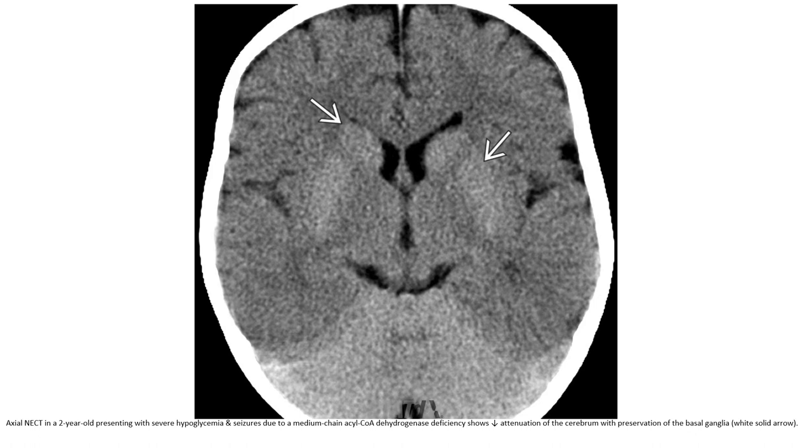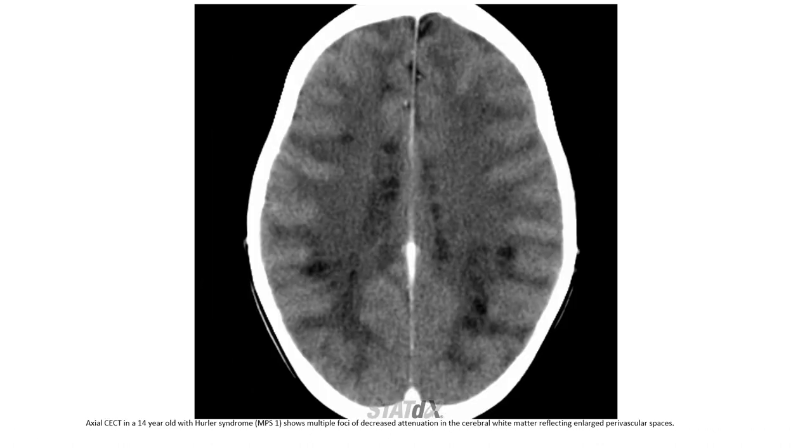Non-contrast enhanced CT in a 2-year-old presenting with severe hypoglycemia and seizure due to medium chain acyl-CoA dehydrogenase deficiency: decreased attenuation of the cerebellum with preservation of the basal ganglia. Contrast enhanced CT in a 14-year-old with Hunter syndrome: multiple foci of decreased attenuation in the cerebral white matter reflecting large perivascular spaces.